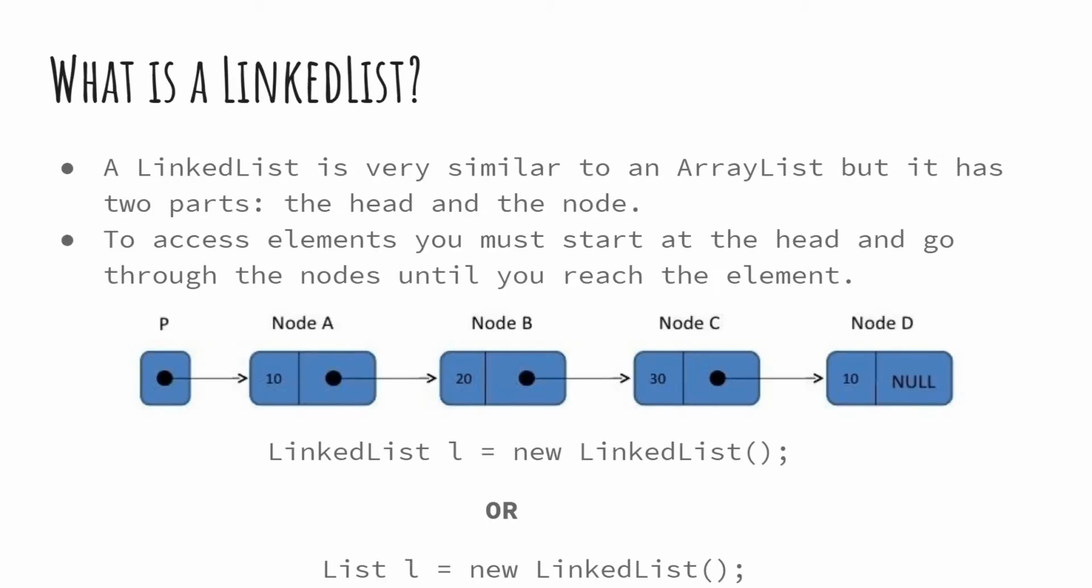What's a LinkedList? Well, a LinkedList is very similar to an ArrayList, but it actually has 2 parts, the head and the node. And so to access an element, you must start at the head and go through all of the nodes until you reach the element you're looking for. The head is the entry point of a LinkedList, and the nodes are the dots with the arrows. Basically, in a LinkedList, all of the elements are linked with arrows. And so to declare a LinkedList, you can do LinkedList l = new LinkedList or List l = new LinkedList.